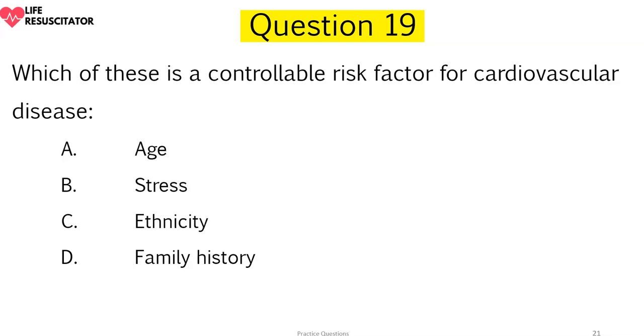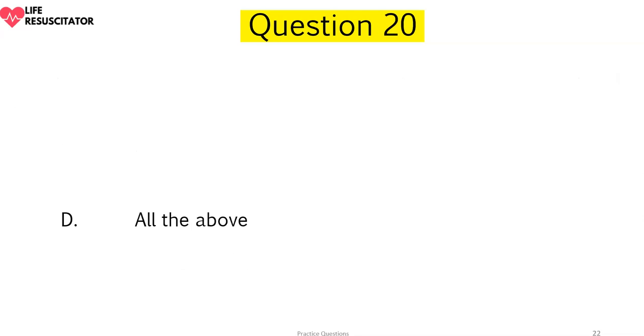Next question. Which of these is a controllable risk factor for cardiovascular disease? A, age. B, stress. C, ethnicity. D, family history. Which one is a controllable risk factor? Next question.